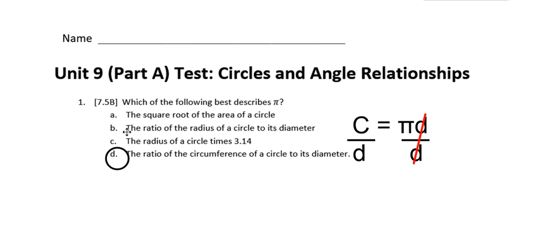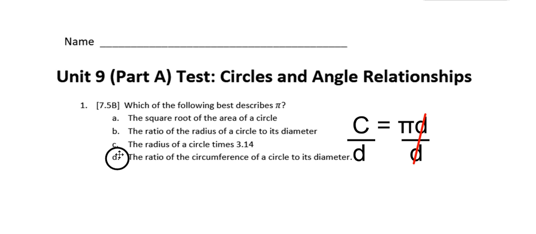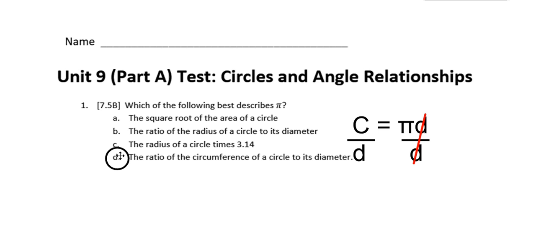It is taking the circumference and dividing it by diameter. By ratio, it means fraction. So the correct answer was D as in dog.